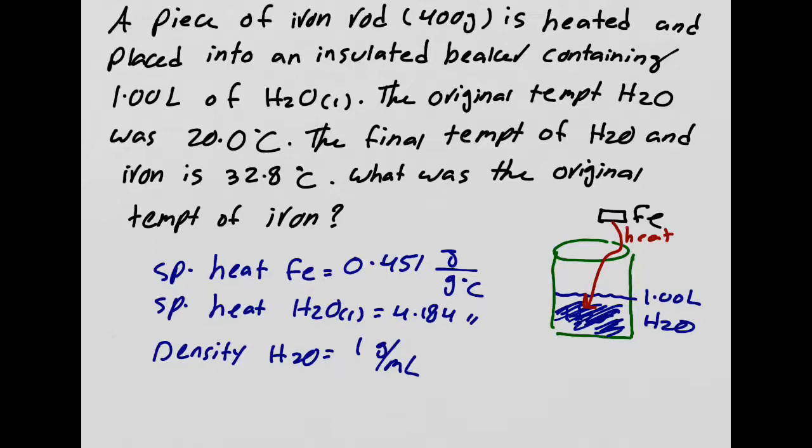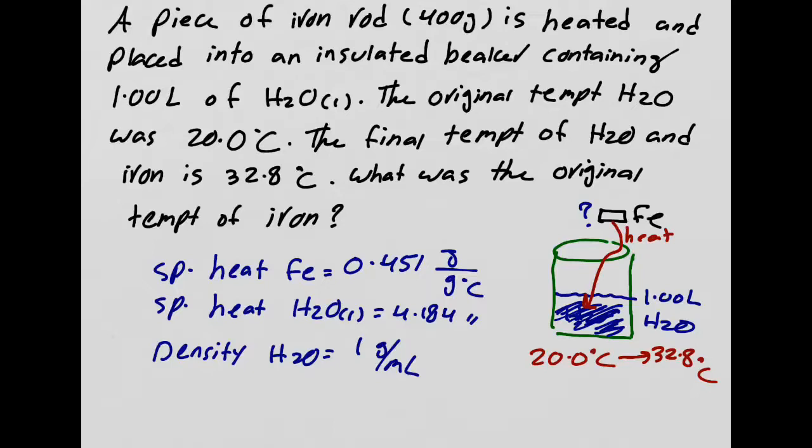When I do that, the temperature of the water at the beginning is 20 degrees and that temperature is going to rise to 32.8 degrees. That makes sense. If I heat up a piece of metal and I add it to water, of course, the temperature is going to get hotter, right? The temperature is going to increase. And I ask you, what was the original temperature of this iron? How much did I heat it up with when I put it in the water?